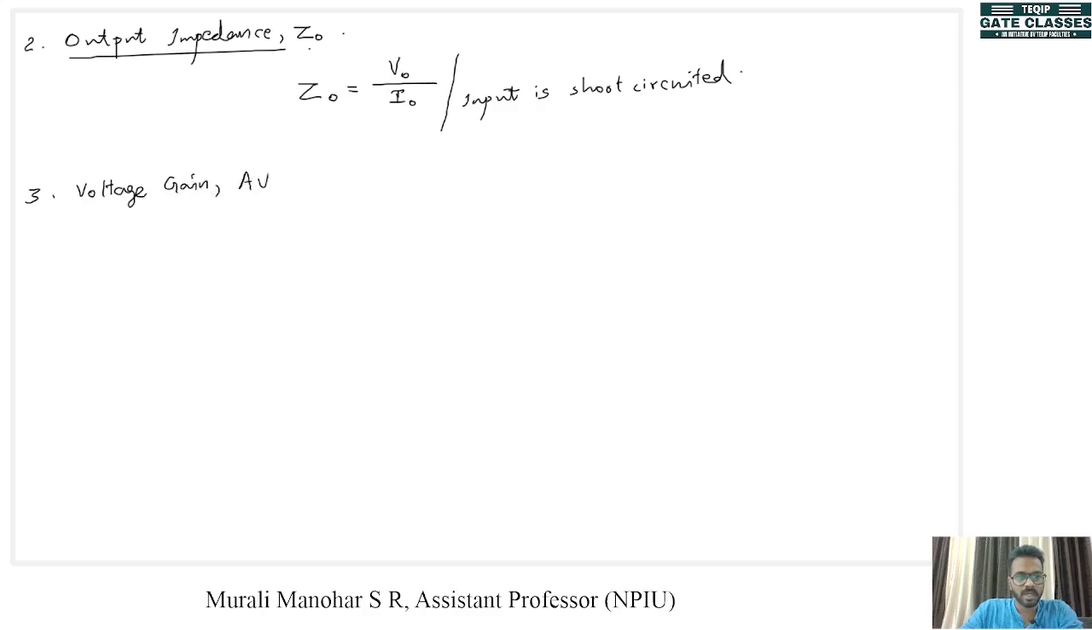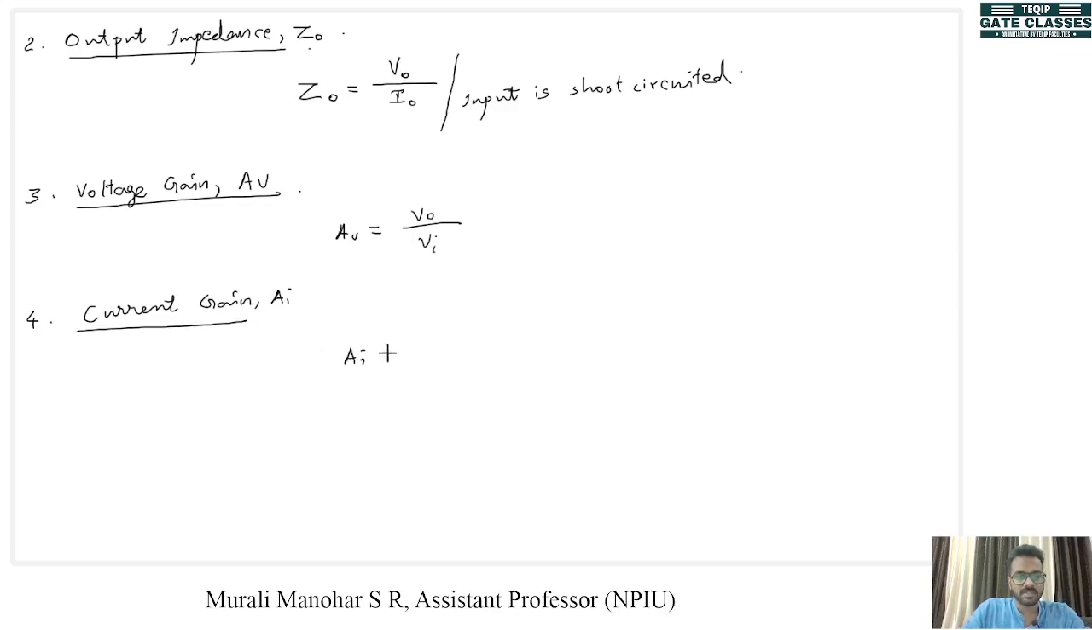It is denoted by AV. The voltage gain AV is defined as output voltage divided by input voltage. And in our analysis, this AV is called the small signal voltage gain, because we are doing the small signal analysis. So the fourth parameter is called current gain, AI.